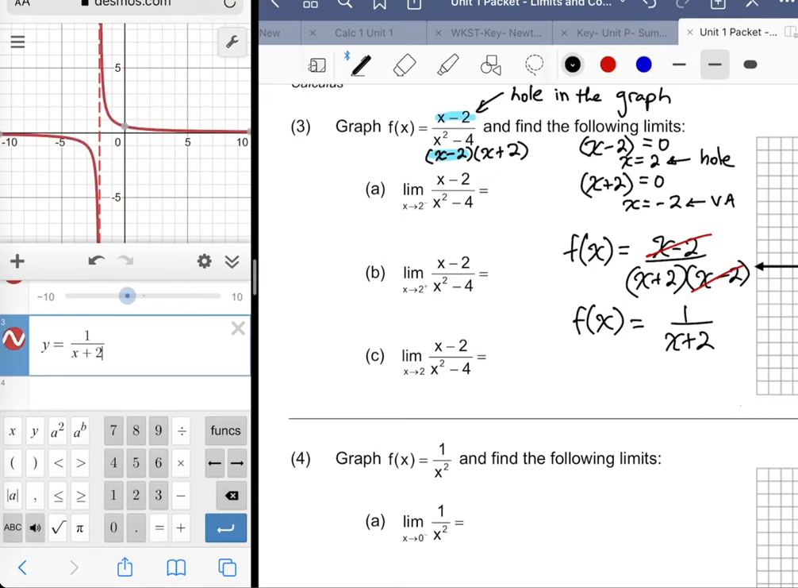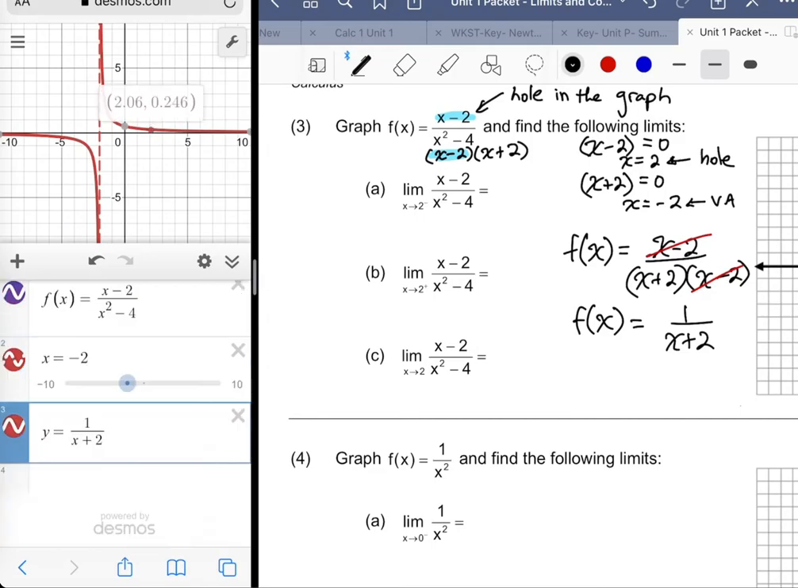You'll see that it actually maps to the same location. The exception is this one fills the hole. If I could get it to lock into place. So it's locking into place at (2, 1/4) or 0.25. That's because if I take this x value for the hole and plug it in here, I'll get 1 over 2 plus 2, which is 1/4.